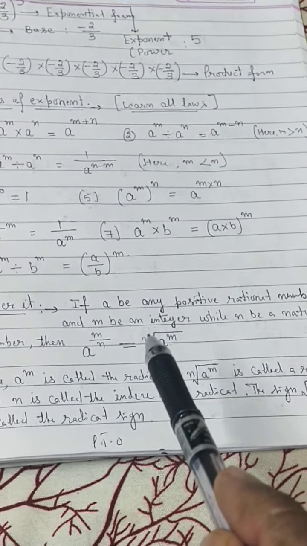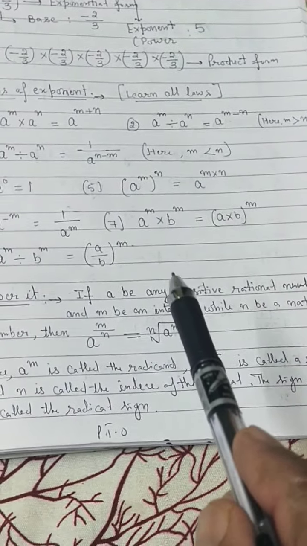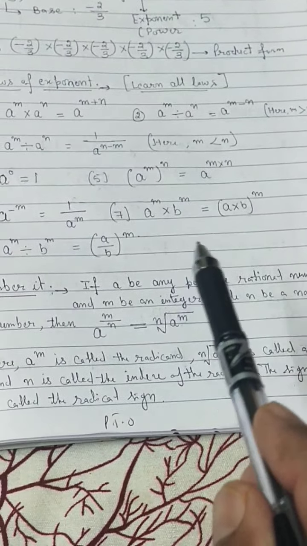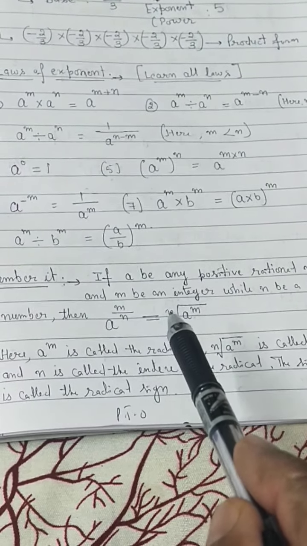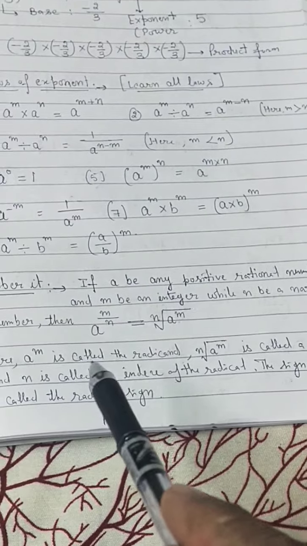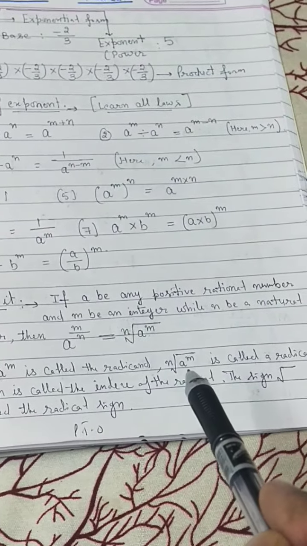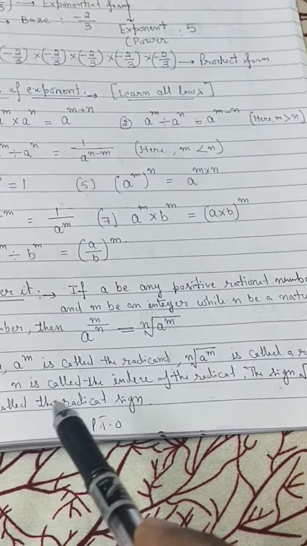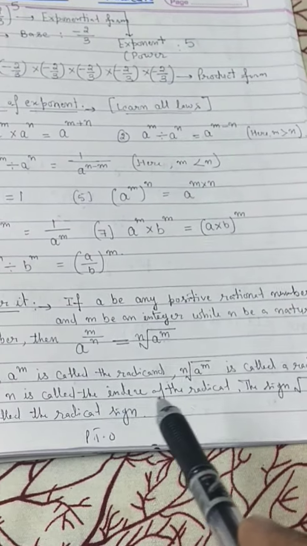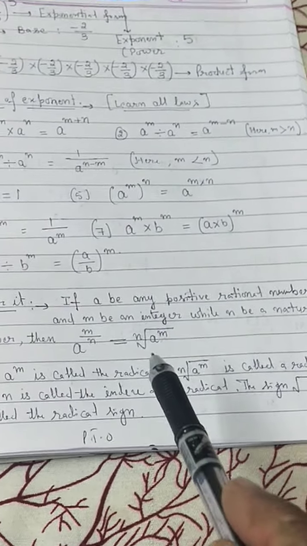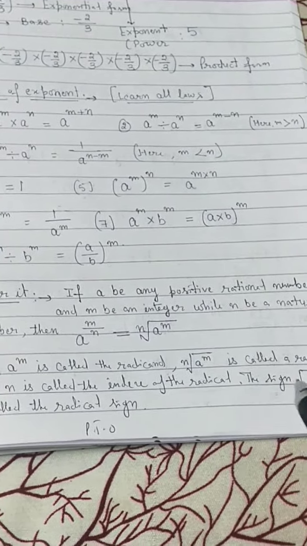This n is always your natural number. So natural numbers are always positive, not negative. The nth root of a raised to power m is called a radical, and n is called the index number of the radical. And this sign is called your radical sign.